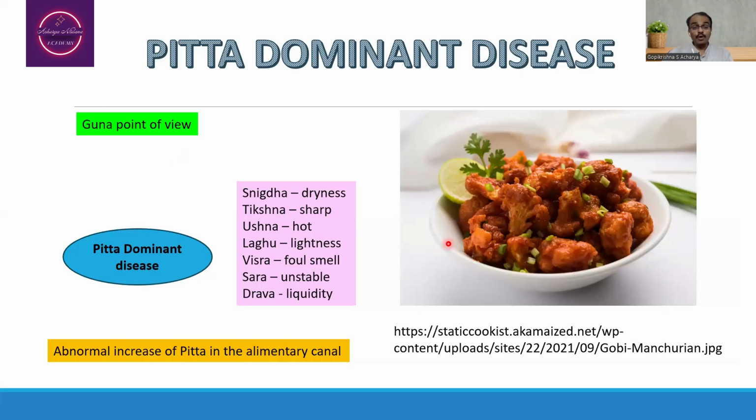As far as guna point of view, Snigdho, that is Pittam Sasnehati Shnosh Lakhu Visram Saram Dravam. So these are the different qualities being mentioned. Snigdha, that is unctuousness. Tekshna, that is the sharpness. Ushna, heat. Laghu, lightness. Visra, foul smell. Sara, unstable. And Drava, liquidity. Whenever a person is going to consume the substances having these qualities, there will be the initiation of Pitta dominant disease.